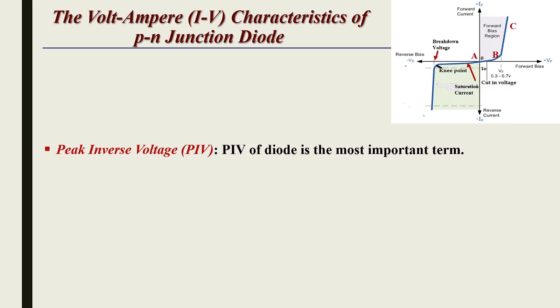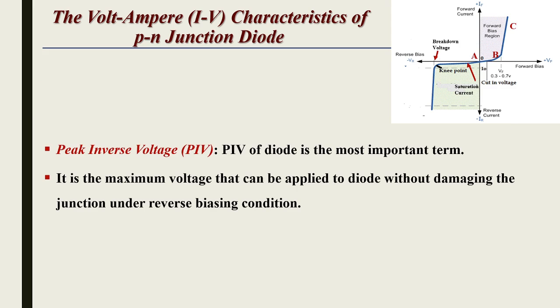Now the peak inverse voltage, PIV of a diode, is the most important term, and it is the maximum voltage that can be applied to the diode without damaging the junction under reverse biasing condition.